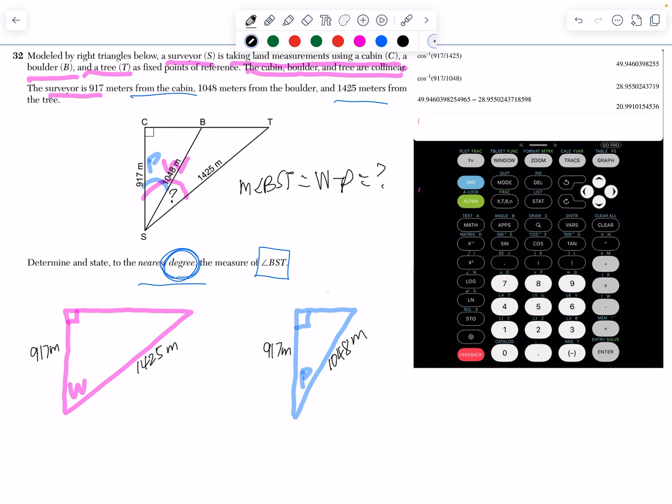So this type of problem deals with SOHCAHTOA. How did we know it's SOHCAHTOA and not the Pythagorean theorem? Well, they're dealing with angles. So angles deal with SOHCAHTOA.